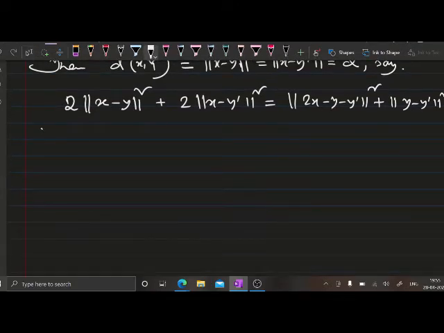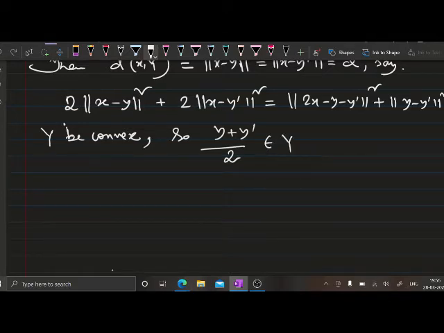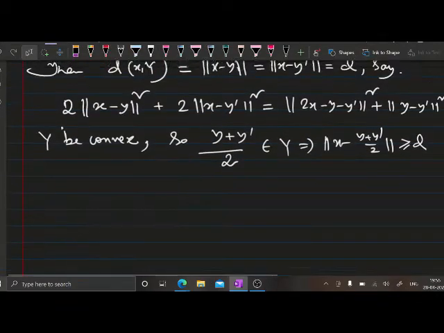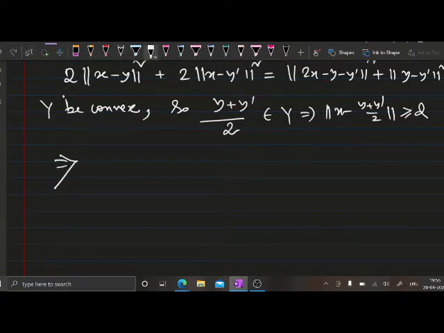Now, as we have assumed that capital Y is convex, if you take the midpoint, this will be in Y, right, because it is half y plus half y dashed, and half plus half is 1, so this vector is in capital Y. And as it is in capital Y, the norm of x minus (y plus y dashed)/2 must be greater than or equal to d, because d is the infimum of all those norms.